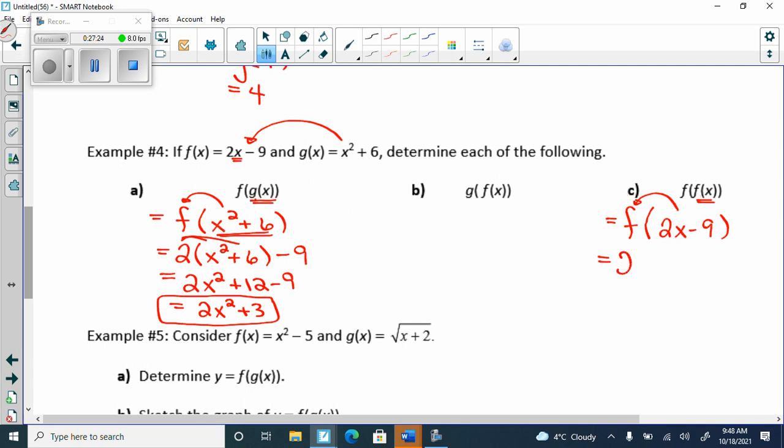So we're going to get 2, and instead of the x, I'm going to put 2x minus 9, and then minus 9. So I get 4x minus 18 minus 9, which is 4x minus 27.